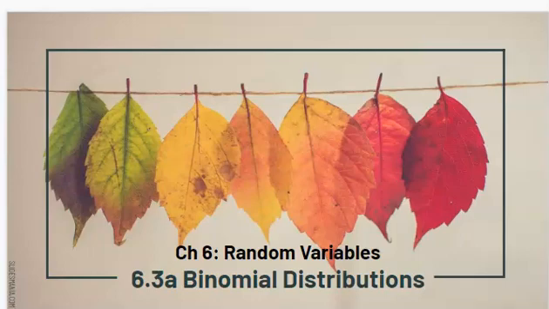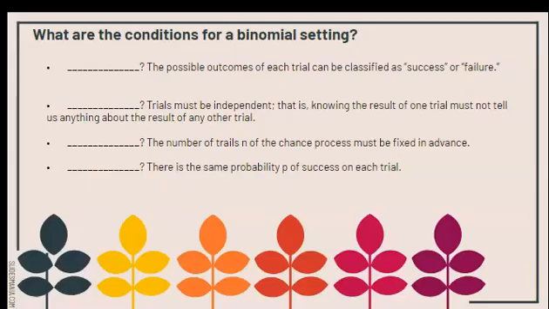All right, in Chapter 6, Section 3, we're going to start by talking about what a binomial distribution is. There are some conditions to know if the setting is binomial. There are 4 questions you ask. The first is, is it binary? Meaning the possible outcomes of each trial can be classified as success or failure. There's a clear success and a clear failure, and I'll demonstrate that in a moment for you.